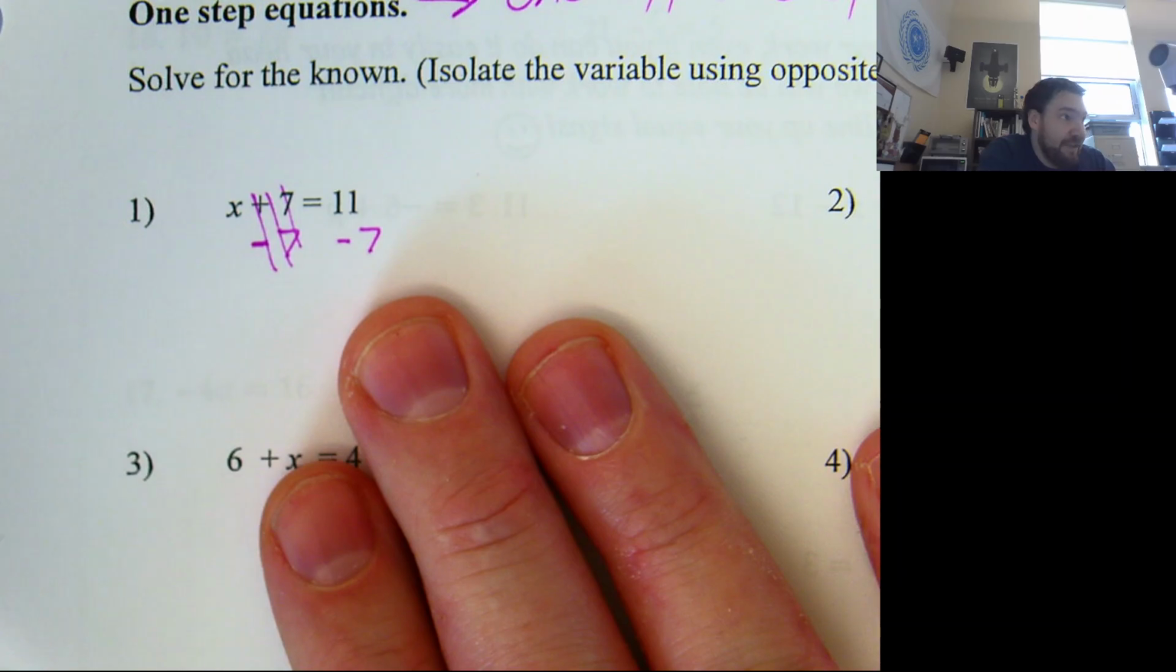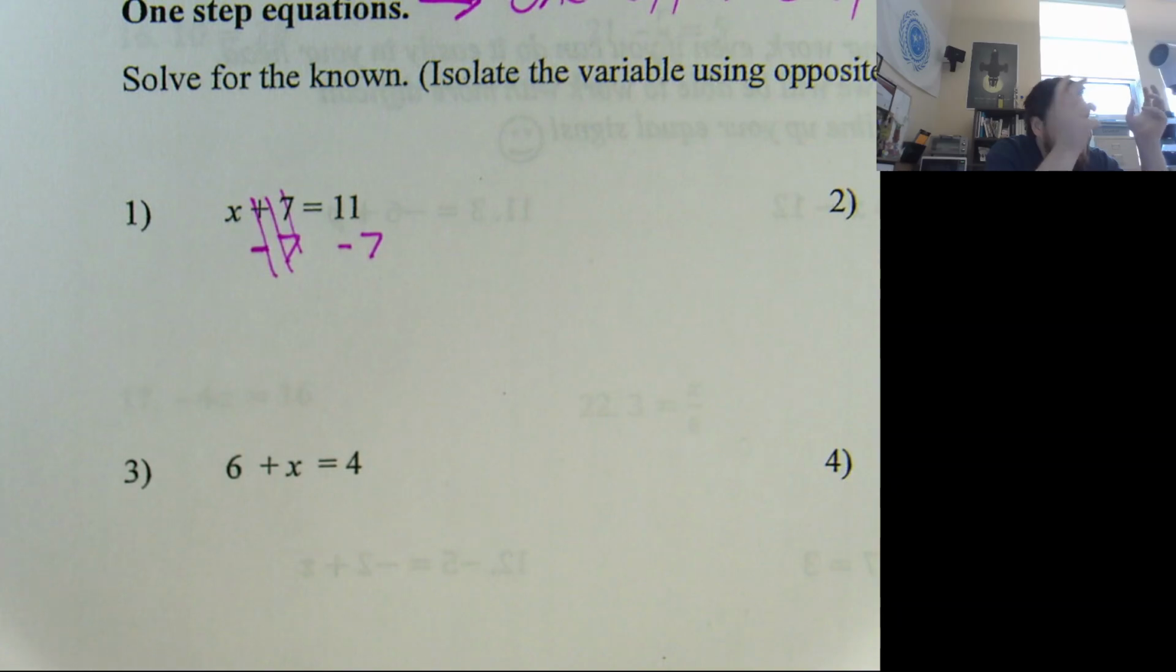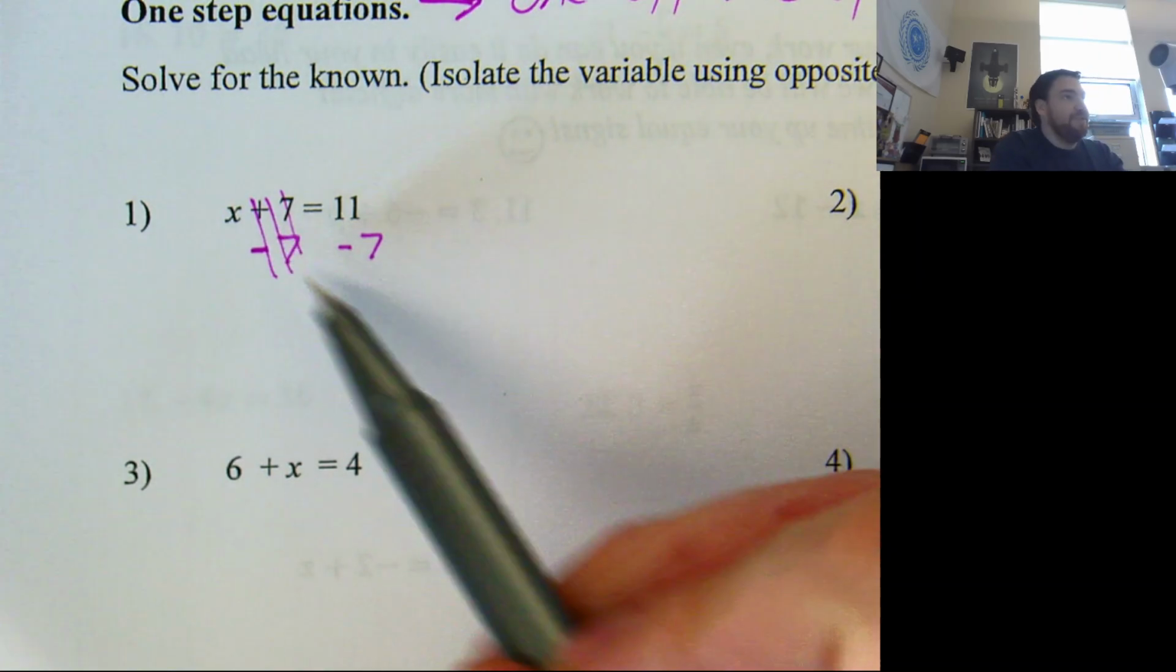But what I'm trying to do, Ethan, is give you tools and techniques so that when things get harder later on, you've got a box of tools that you can use to solve the problem. Just trust me. So what we're going to do is take away 7 on both sides.